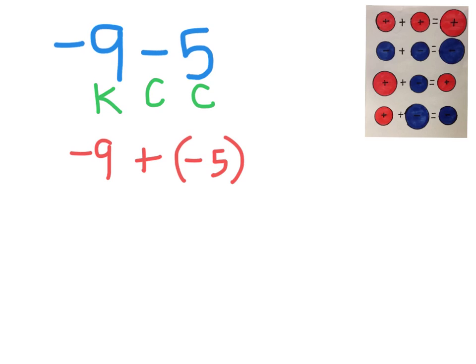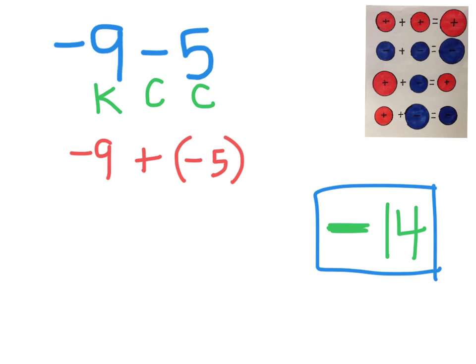So review that one more time. We're keeping -9. I'm changing the subtract to be addition. And I'm changing this, which is only +5, to now become -5. Once you do that, we have two negative numbers. If you look over at your model, it says two negative numbers also equal negative. I'm going to go ahead and put a negative sign in my answer, and then all I need to do is add 9 plus 5, which is 14, and the answer would be -14.